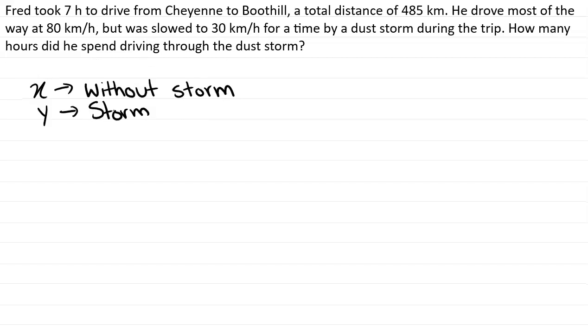And now we can make our first equation. x plus y is equal to 7. This is saying that the number of hours spent without the storm plus the number of hours with the storm is equal to 7.